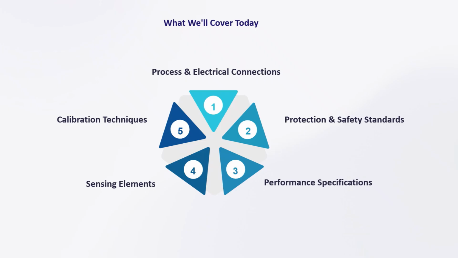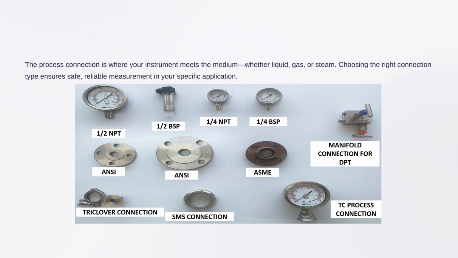Let's start with the first parameter, process connection. In any field instrument, whether it's a pressure transmitter, level transmitter, or temperature sensor, the process connection is the interface between the instrument and the process line. It's the point where the sensor meets the medium, like liquid, gas, or steam. There are many types of process connections depending on the application.